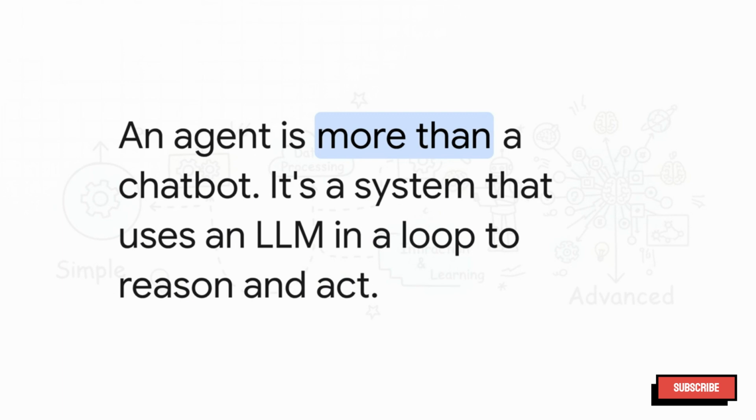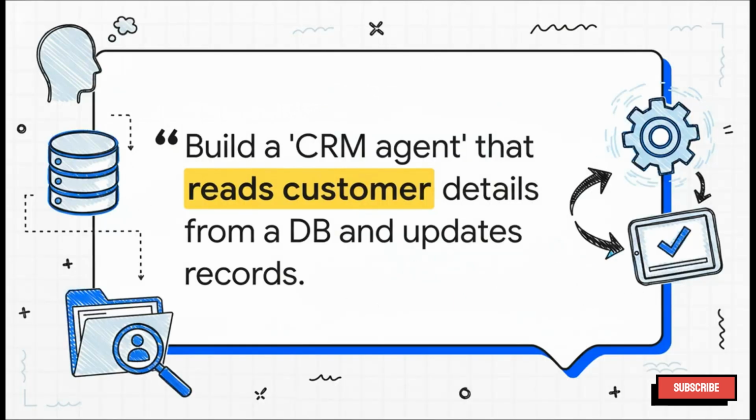And this is super important, so let's get this straight. An agent is not just a fancy chatbot. They are 2 different things. A chatbot, you give it a prompt, it gives you one answer back, end of story. An agent? An agent is different. It uses the LLM in a loop. It thinks, it plans, it decides, and then it takes action. It's a continuous cycle.